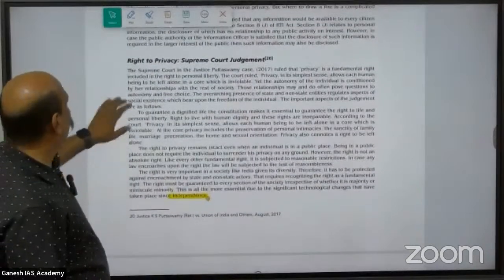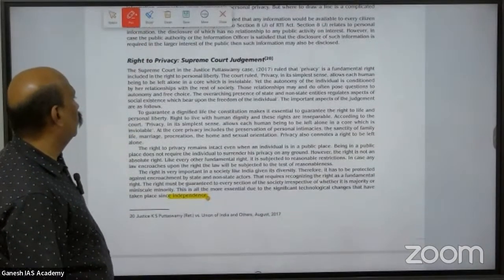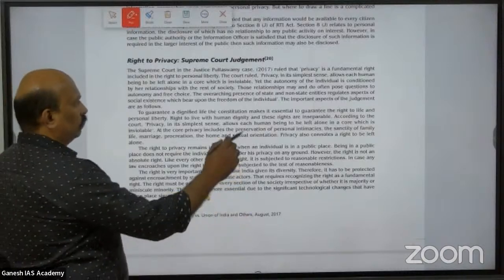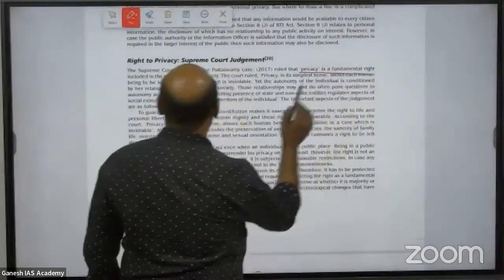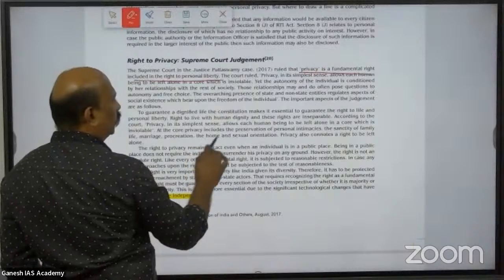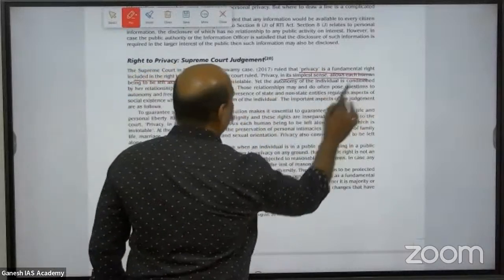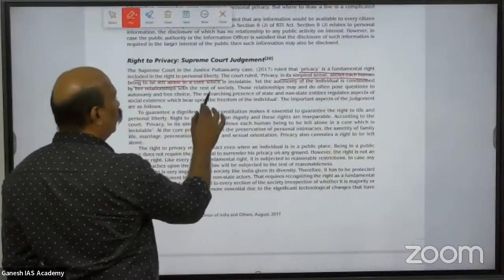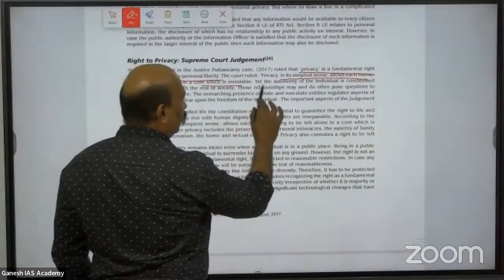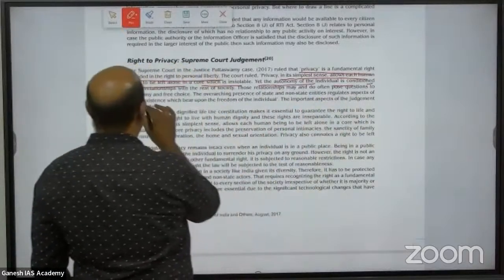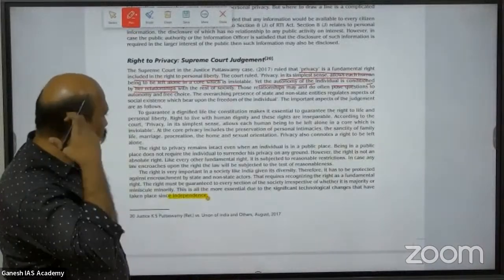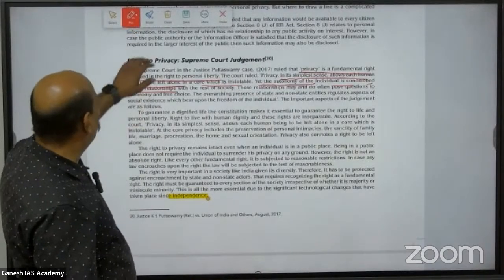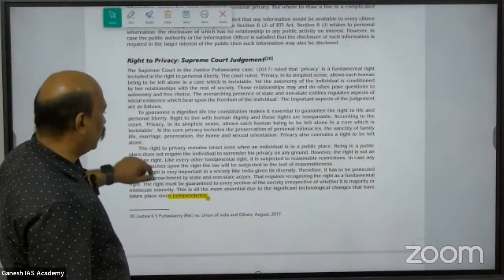So privacy is a fundamental right included in the right to personal liberty. Privacy in its simplest sense allows each human being to be left alone in a core which is inviolable. Yet the autonomy of the individual is conditioned by his or her relationship with the rest of the society. This is what the Supreme Court has ruled in this case.